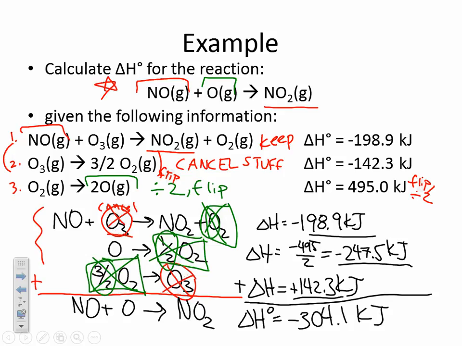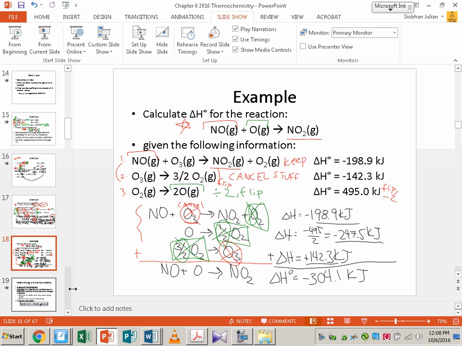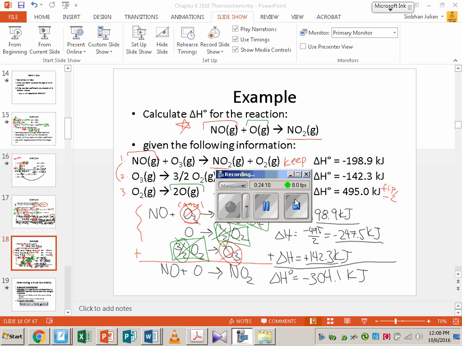Hess's law. It's a puzzle. What kind of fun. If you know you've done it correctly, if you add your manipulations together and you get the target reaction, there is no guessing. And then you simply make sure you've done the exact same thing to your delta H values.